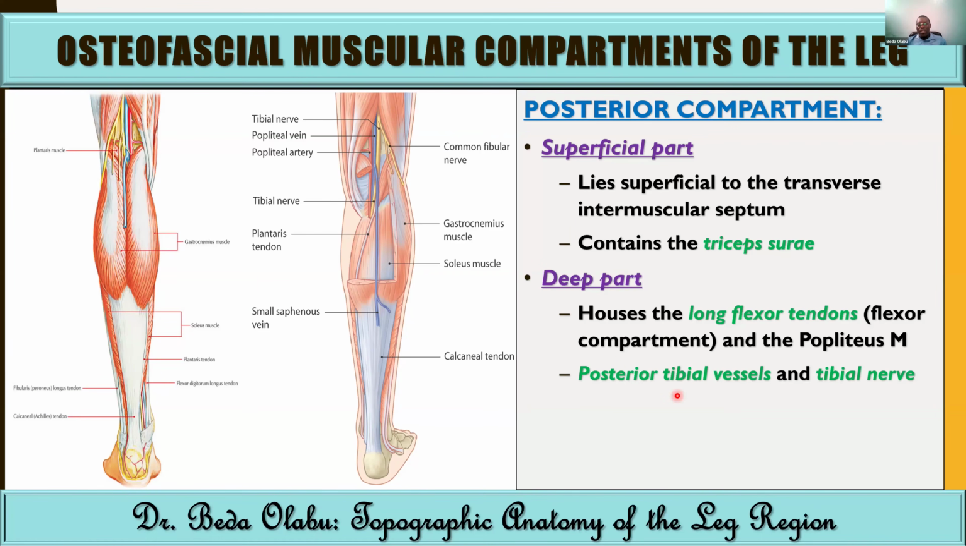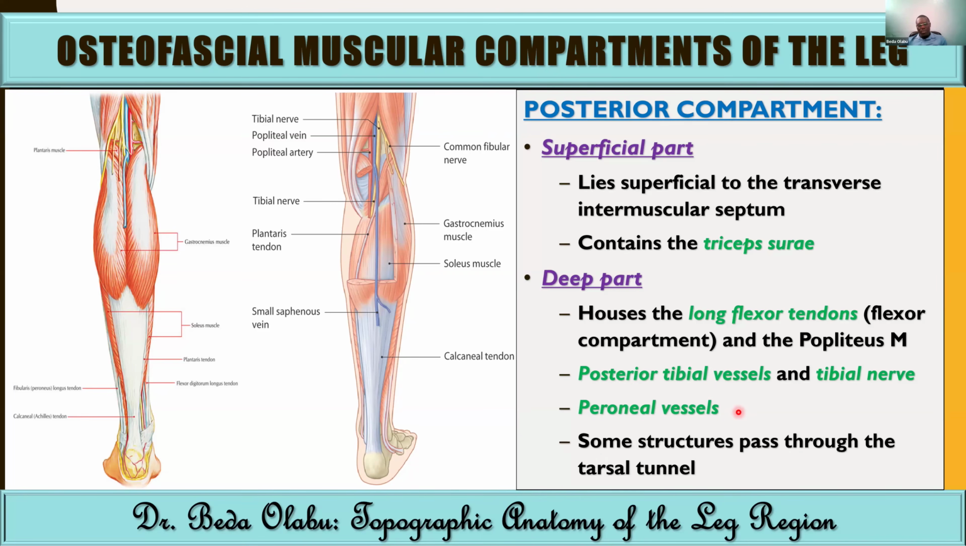One of the biggest branches is the peroneal artery, but the peroneal artery is also still in the deep compartment of the posterior leg, not peroneal compartment. Take note of that. We have the peroneal vessels. I've already mentioned that one.